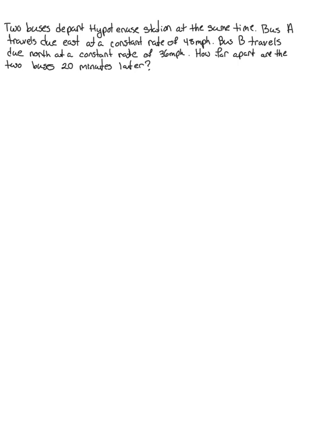Okay, so the first thing you do with any mathematical problem is you draw a picture. So let's draw that. Since we're going north and east, let's draw it here. And this is going to be our Hypotenuse Station. So bus A travels due east at a constant rate of 48 miles per hour, so the bus is going to be going this way at 48 miles per hour. And bus B travels due north at a constant rate of 36 miles per hour.